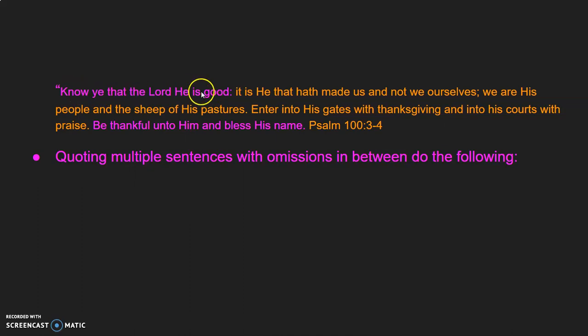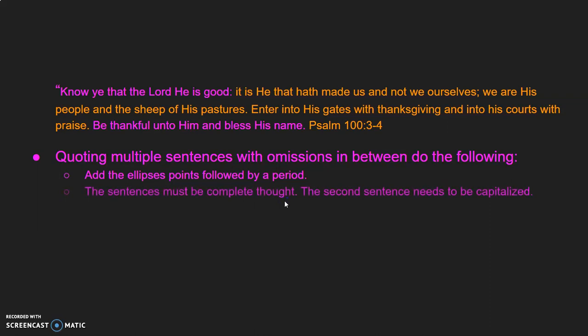Know ye that the Lord, He is good. That is an independent clause all by itself. And then be thankful unto Him and bless His name. So there's just something slightly different when you piece it together this way. And that is that you have to add the ellipsis points, but then you also need an additional point to be a period. The sentences, of course, would have to be a complete thought for you to need to do this. The second sentence would need to be capitalized.